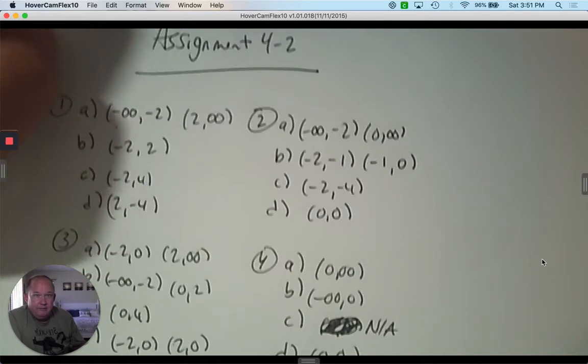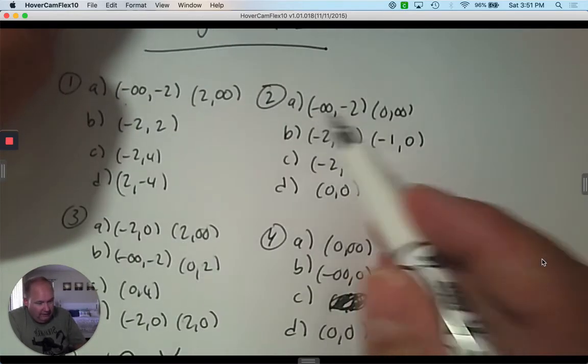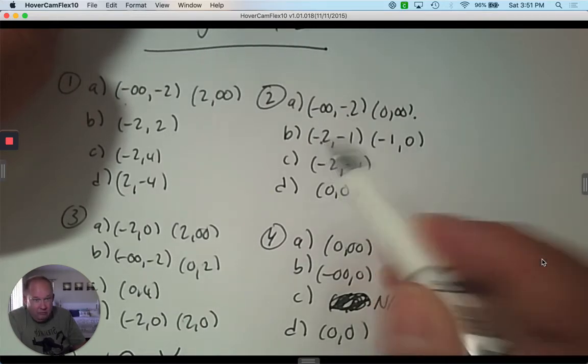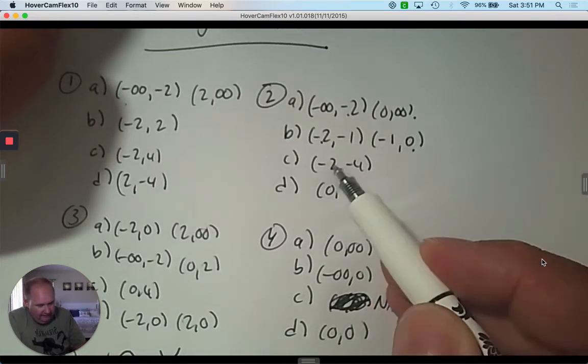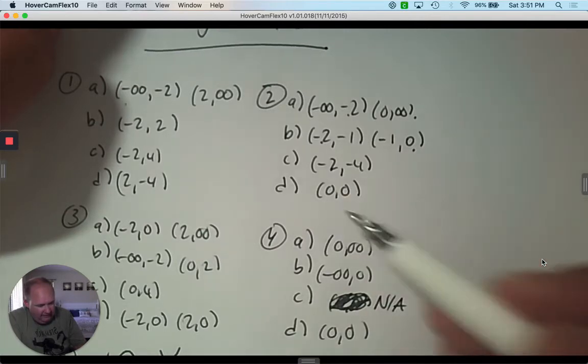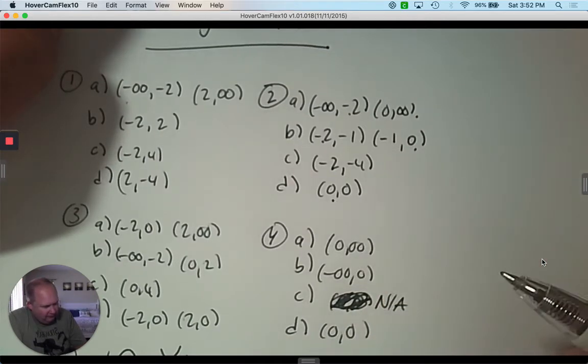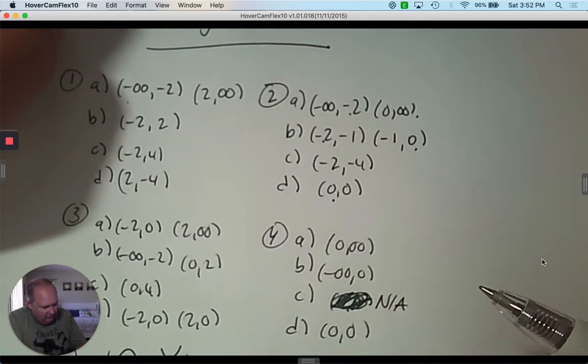I think number 7 matches with number 2. So negative infinity to negative 2, 0 to infinity. And then part B, from negative 2 all the way to 0. And then the x-coordinate here is 0. Did I miss one for number 2? I said 0 and negative 2.